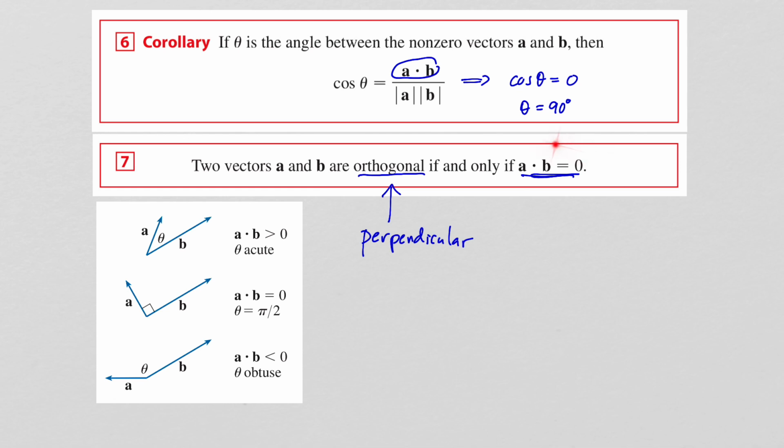So the dot product being 0 is a quick and easy way to check to see that two vectors are perpendicular to each other. We can further classify vectors. We can say that the vectors A and B have an angle between them that is acute if the dot product is positive. And we can say the vectors A and B have an angle between them that is obtuse if the dot product is negative. And then, of course, right in the middle of acute and obtuse is when they have a right angle, and that is when the dot product is equal to 0.